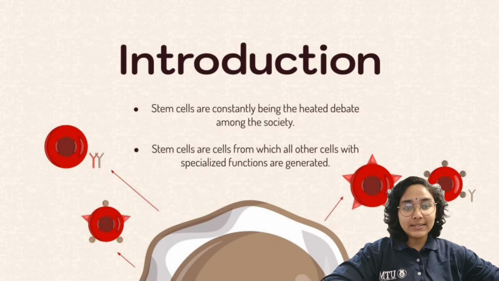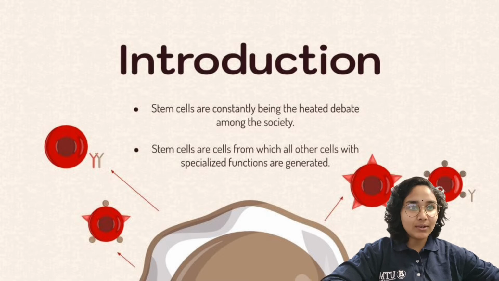Stem cells are constantly being the heated debate among the society, owing to the fact that it is capable of making people live healthy and prolong one's lives. But what is a stem cell in the first place? Stem cells are cells from which all other cells with specialized functions are generated. Let me explain in detail how this process occurs.